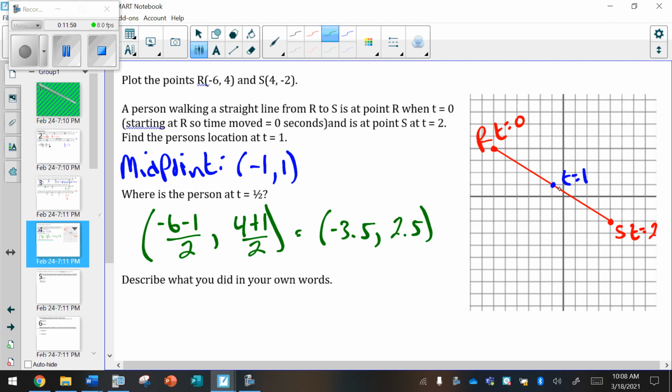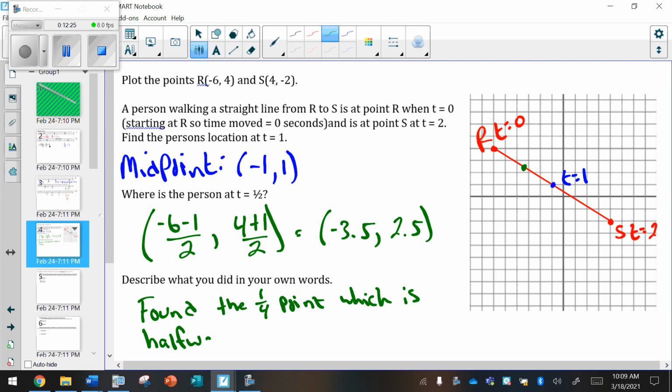So halfway between. There's our midpoint of our midpoint. So what we did, we found the 1/4 points, which is halfway from our starting position to the halfway position. So halfway from R to the midpoint. Now this was nice and easy because we're working with halves.